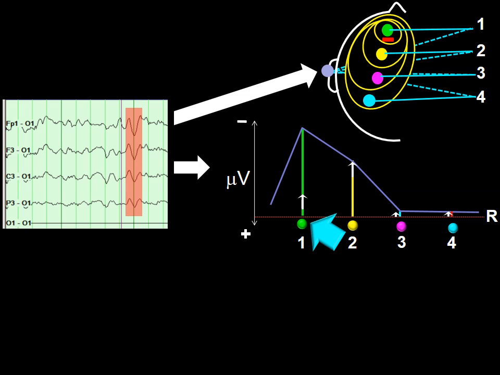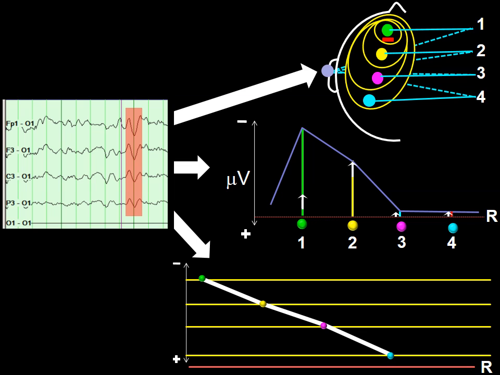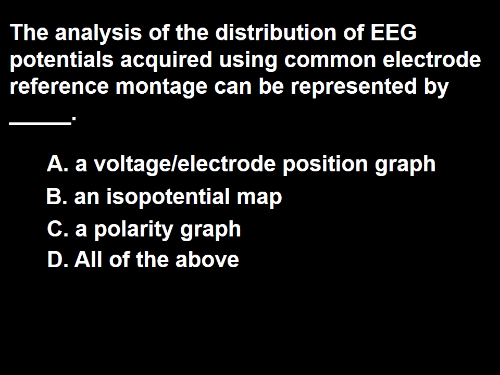Notice that the lines indicating the voltage arise from the position of the electrode and not from between the electrodes, as when representing this structure using bipolar montages. The third method that can be used to represent a common electrode reference montage is a polarity graph. So the answer to this question is D, all of the above.